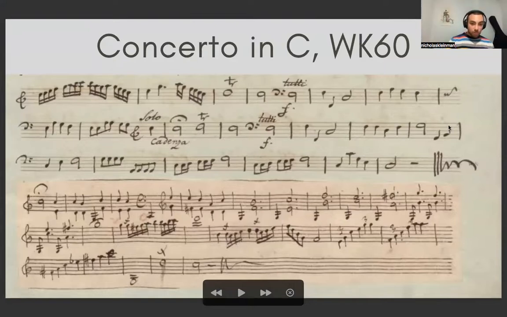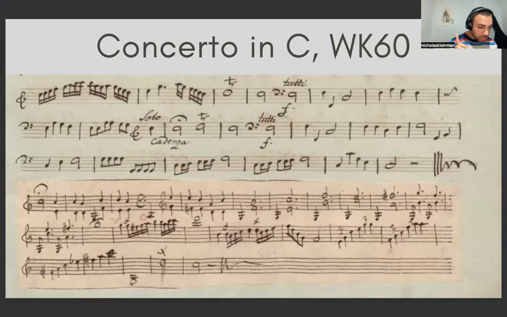So, a little more Abel. These are from the cello concerto in C. The manuscripts are also in the Stadtbibliothek. This first one is from the Allegro Maestoso.